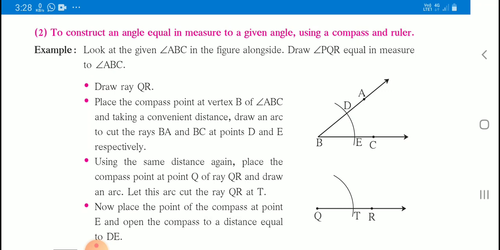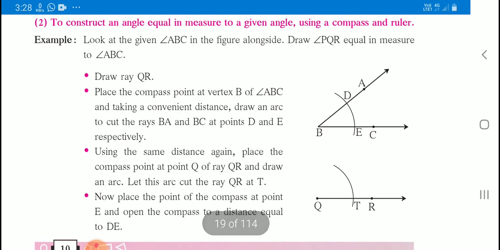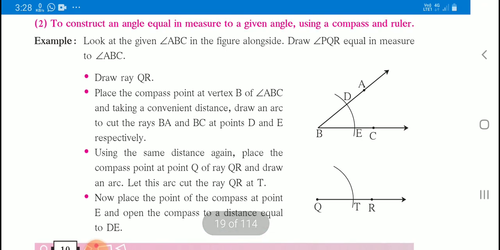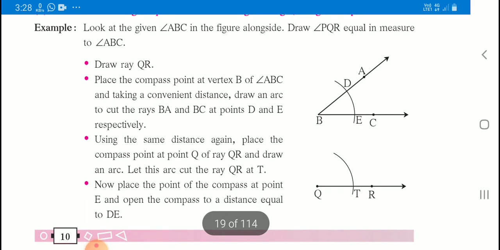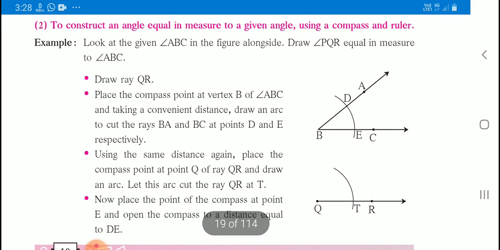First of all, look here, they have given the angle ABC. Whatever you have to draw, draw according to your measure. Next, you have to draw ray QR. Then place the compass point at vertex B of angle ABC and, taking a convenient distance, draw an arc to cut the rays BA and BC at points D and E respectively.